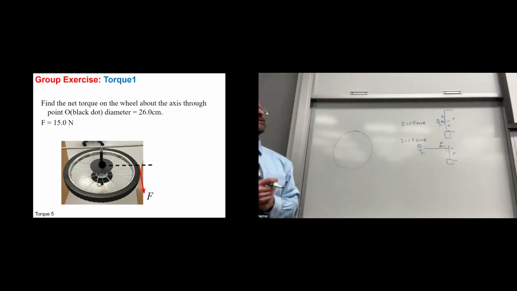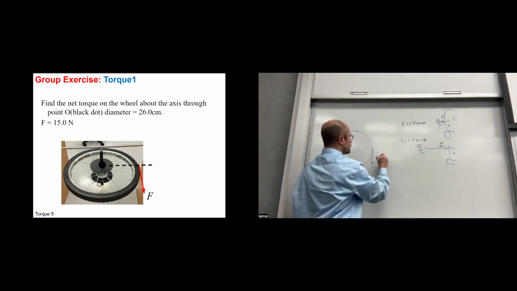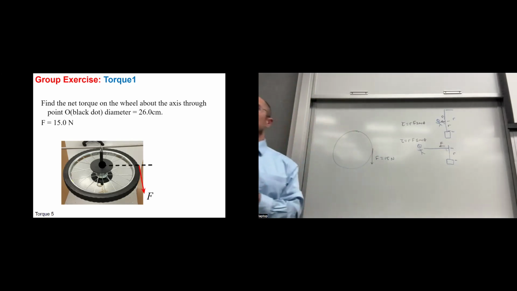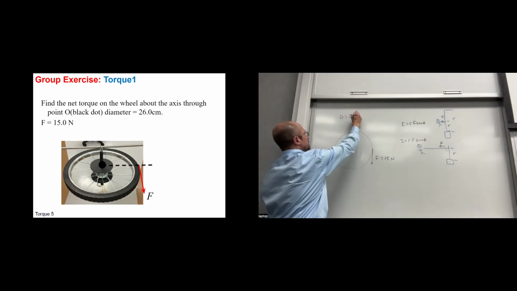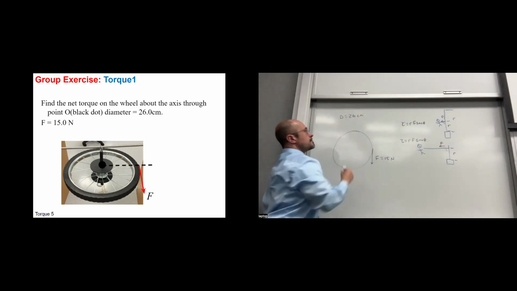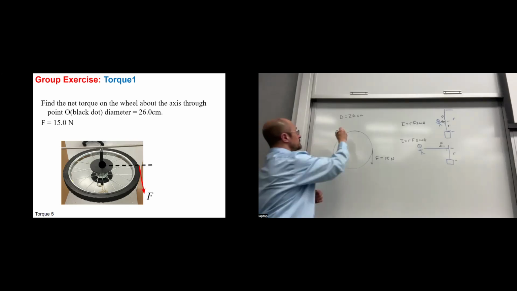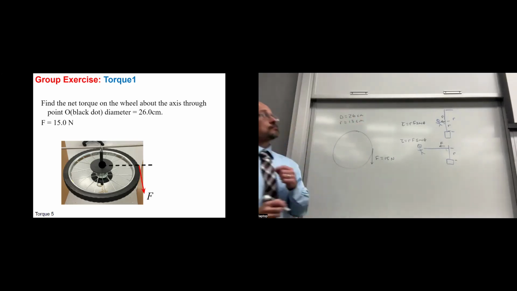What's one of the numbers they give us? It's the force. So they tell us this force is here and this force is 15 meters. What else do they tell us? Diameter. The diameter is 26 centimeters. Okay, so then we imply that the radius is 13 because radius is half the diameter. All right, and they want to know the torque.